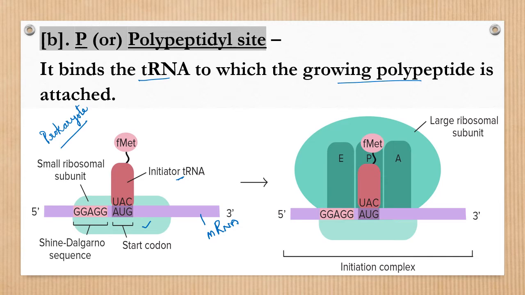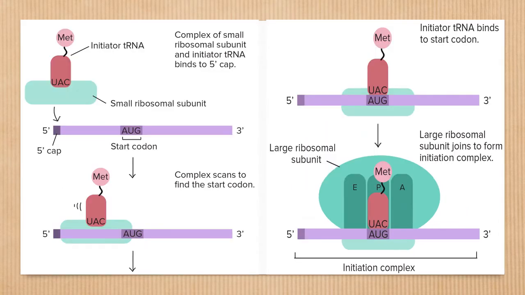Here the smaller subunit is 30S. The 30S subunit joins the initiation complex. And then immediately afterwards the larger subunit, the 50S subunit, joins this complex and forms the initiation complex that we discussed first. So this is the overall representation of the formation of the initiation complex.